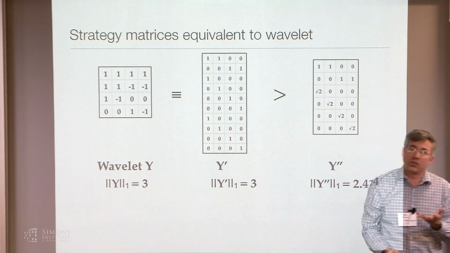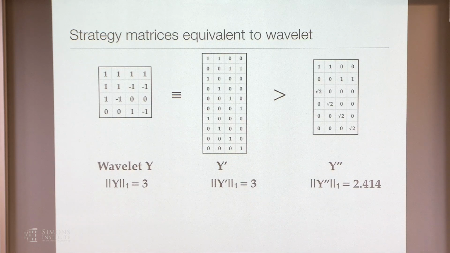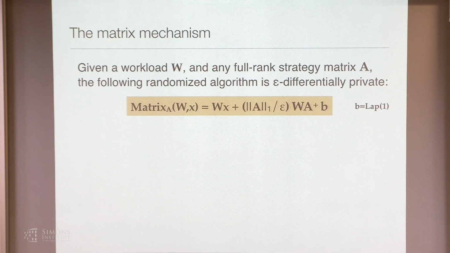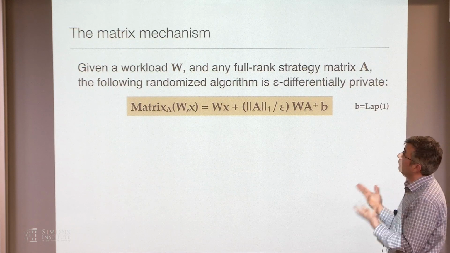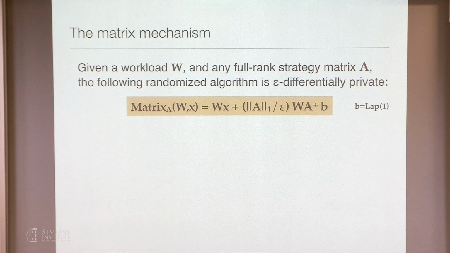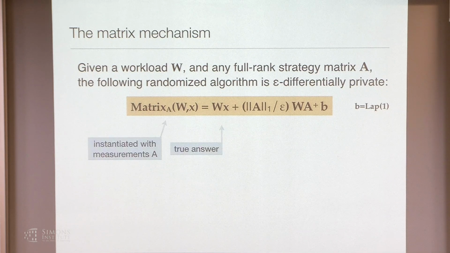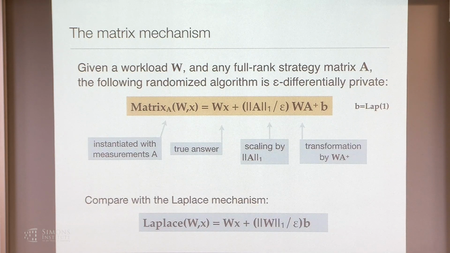All right, so just to show you that there are subtleties here, and that there's nothing special about the wavelet matrix, and it's actually not optimal. So the question is, what's optimal and can we find it? That motivated the matrix mechanism in our formulation of it, which is the following one-liner, and I think it makes sense to compare it with this.